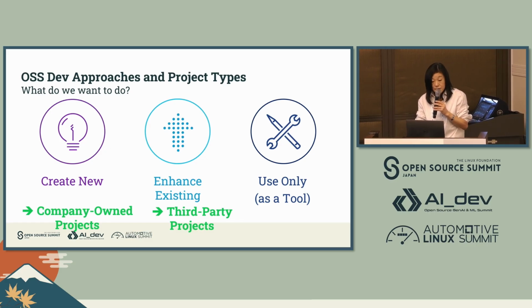And organizations that take a strategic development approach around open source tend to work on either creating their original company-owned projects from scratch or contributing to existing projects. Here I define these as third-party projects that belong to other organizations or foundations. In the next slides, let's look at what we need to pay attention to for each project type.